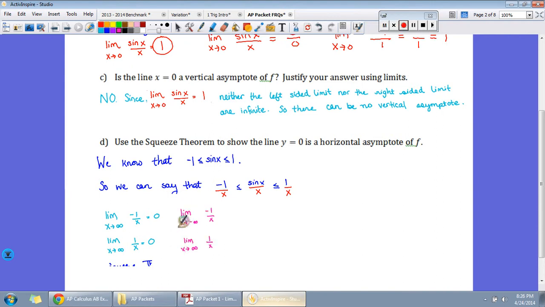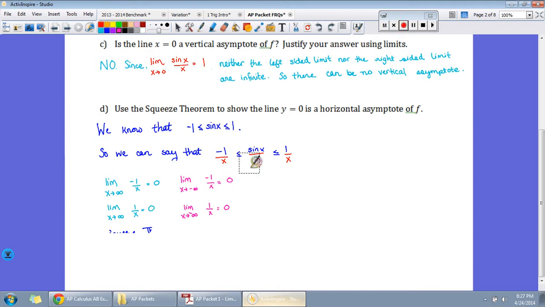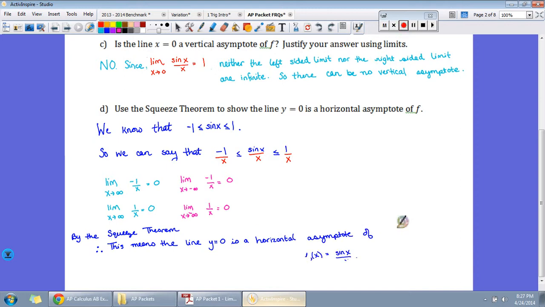And we can take the limit as x approaches negative infinity of negative 1 over x and 1 over x, and we get 0 for both. So therefore, since sine x over x is in between those two functions, by the squeeze theorem, this means that the line y equals 0 has to be a horizontal asymptote, since y equals 0 was the answer for both positive and negative infinity for negative 1 over x and positive 1 over x.